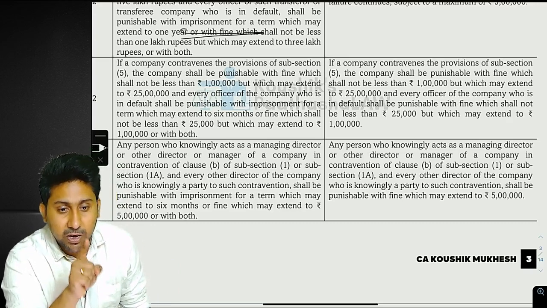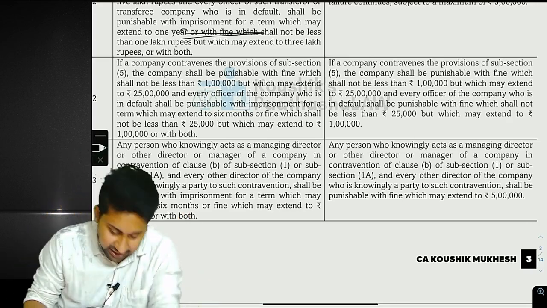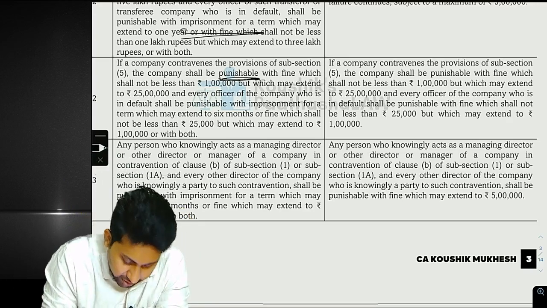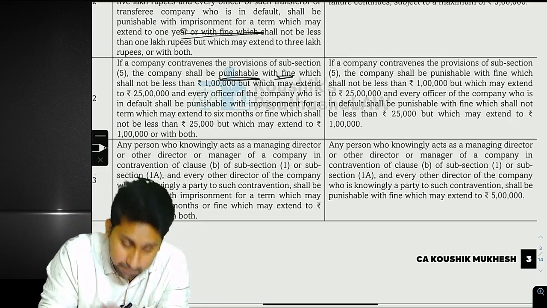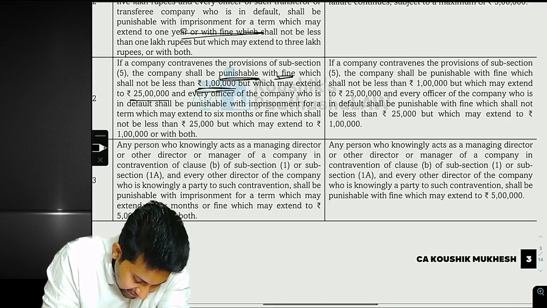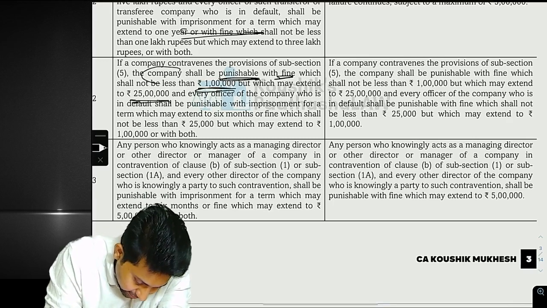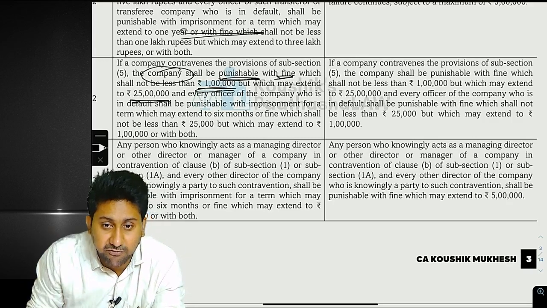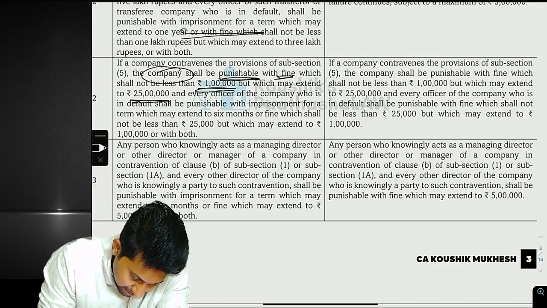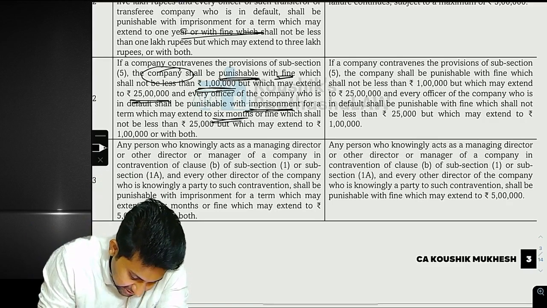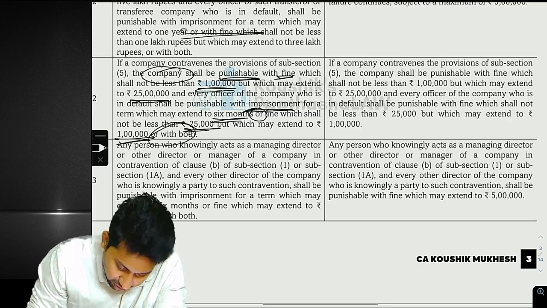If the order of the tribunal is not properly followed, it was previously punishable with a fine, minimum 1 lakh, maximum 25 lakh for the company. Then what about the officer of the company who is in default? Imprisonment of 6 months or fine, minimum 25,000, maximum 1 lakh, or with both.